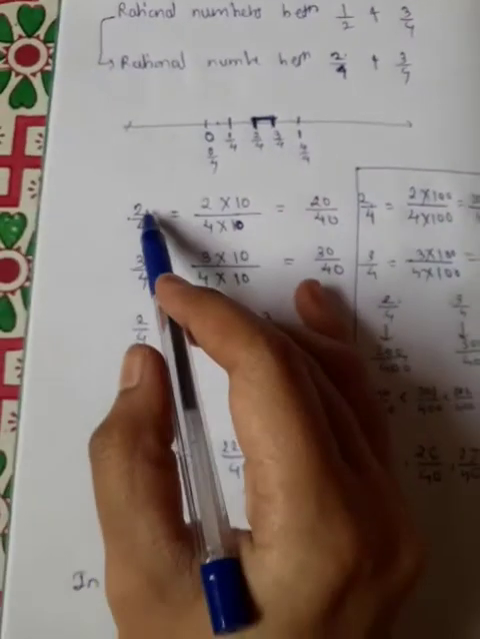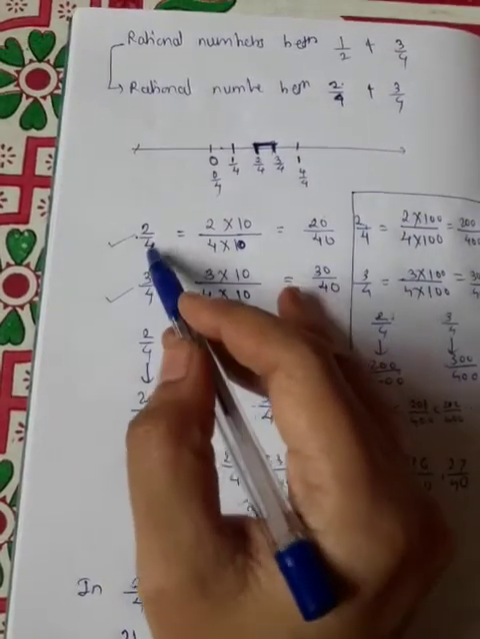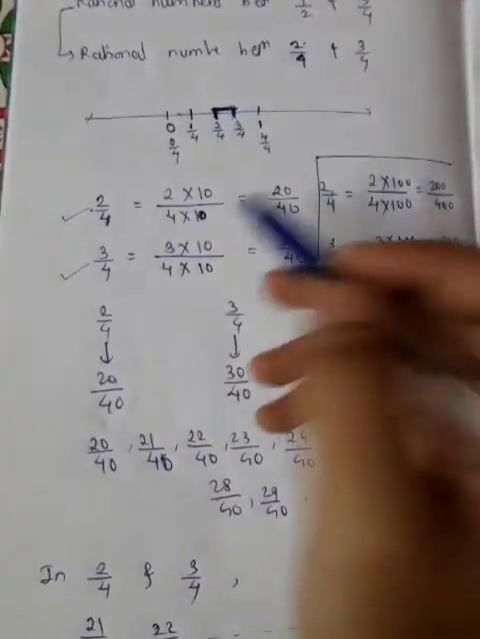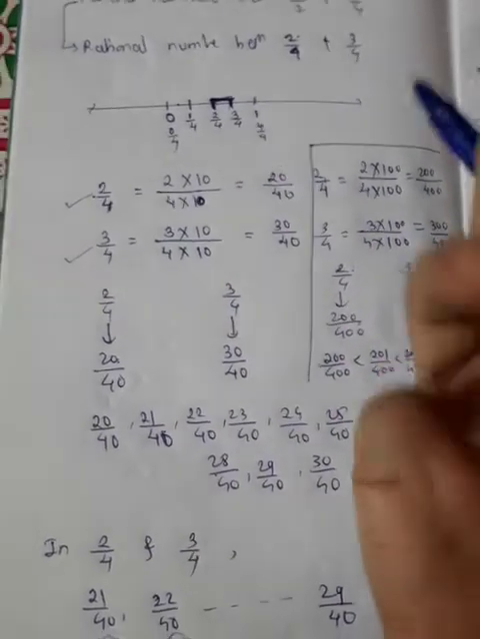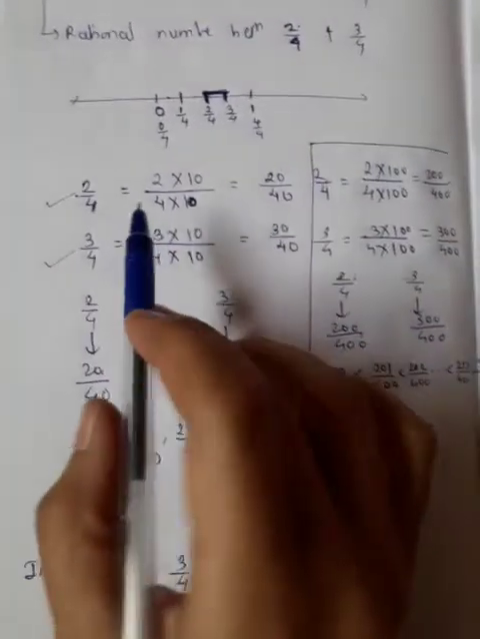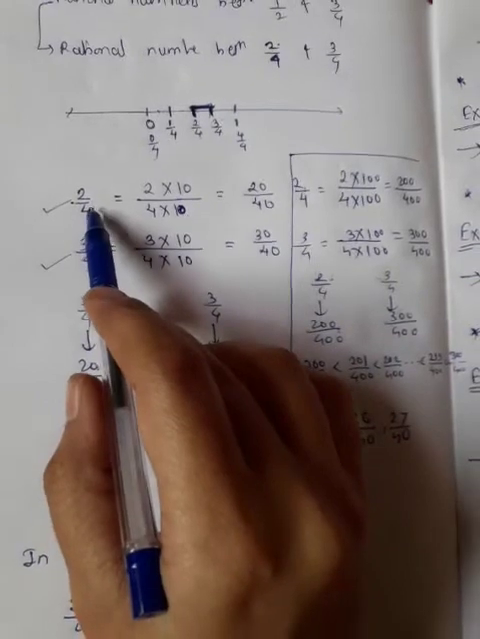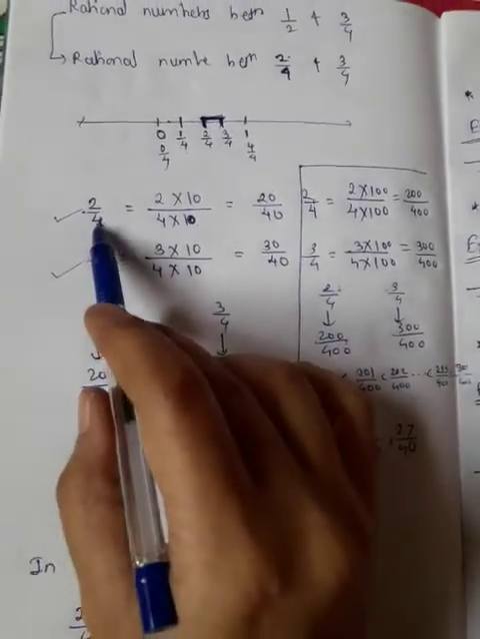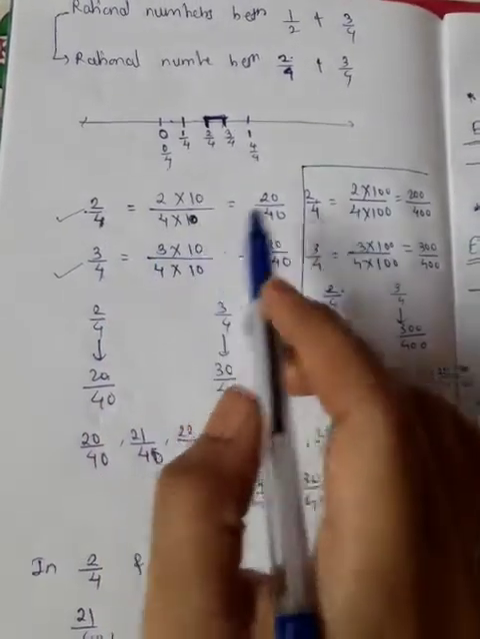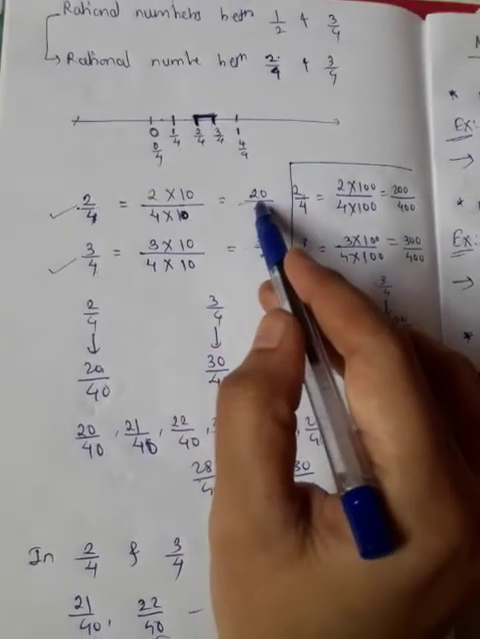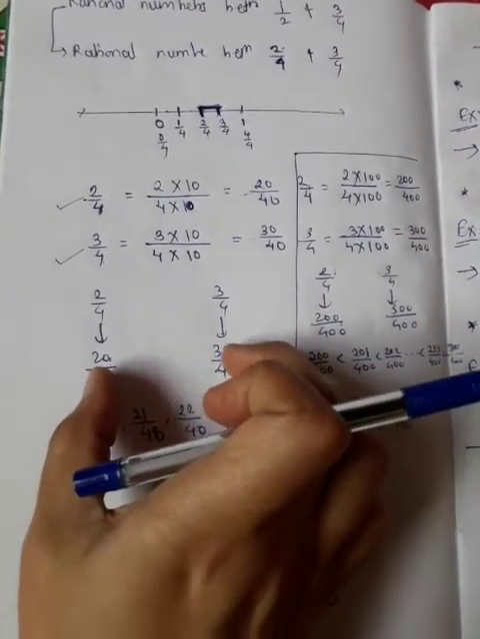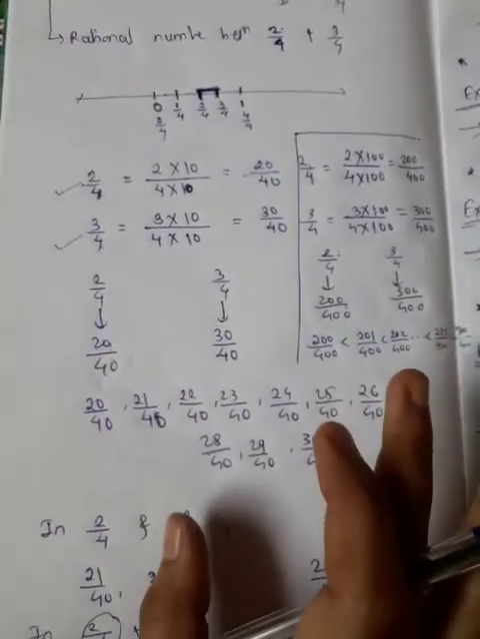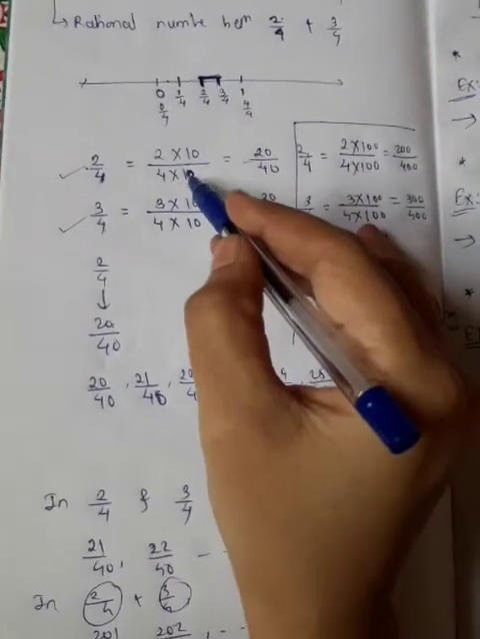So for 2/4 and 3/4, again increase their denominators by many times. You can increase by 10, 100, 1000, or 2, 5, etc. As we increase the denominators, the numerators also increase by the same times, and we obtain new fractions. Now you can find the rational numbers between the newly obtained fractions. So you will get an infinite number of rational numbers. It depends upon this number.